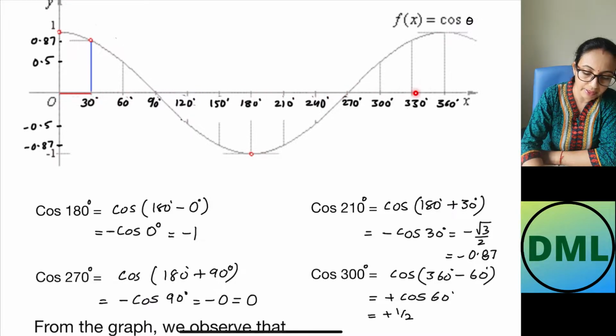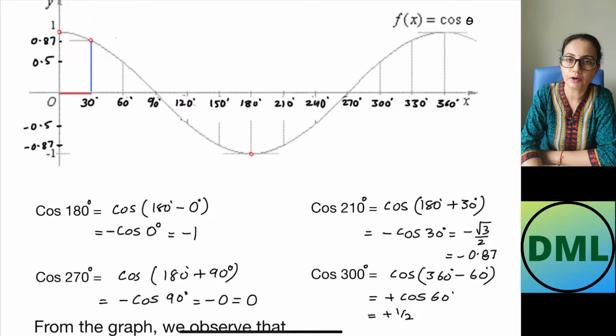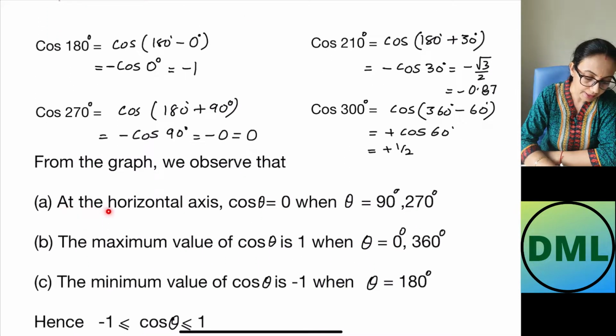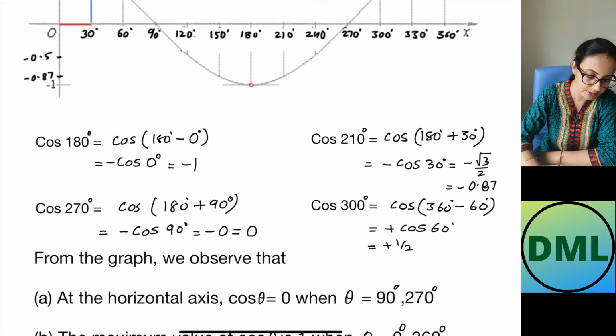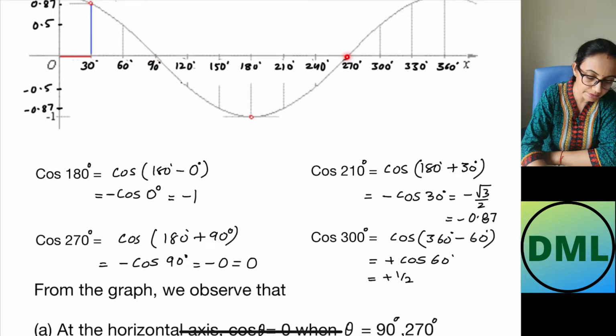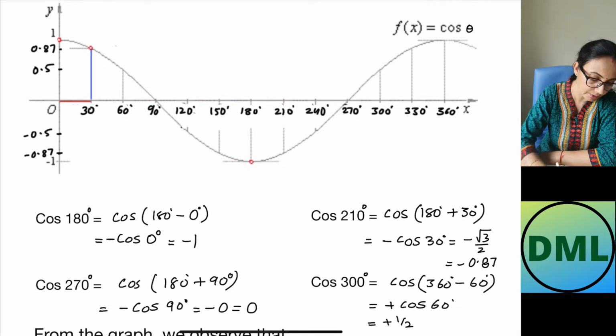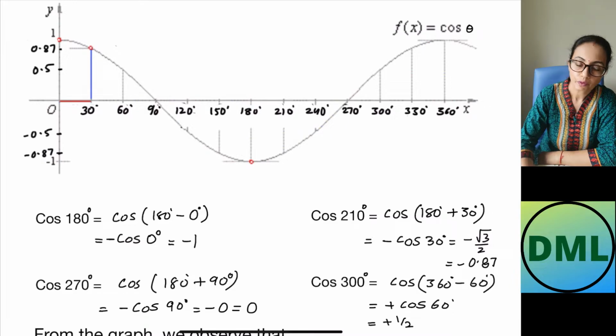This is our one cycle, or you can say the period of the cos graph. From the graph, we observe that at the horizontal axis, cos theta is 0 when theta is equal to 90 degree and 270 degree. As you can see from here, at 90 degree and 270 degree cos is 0. Second, the maximum value of cos theta is 1 when theta is equal to 0 degree and 360 degree. You can see from the graph, 0 degree is 1 and 360 degree is also 1.